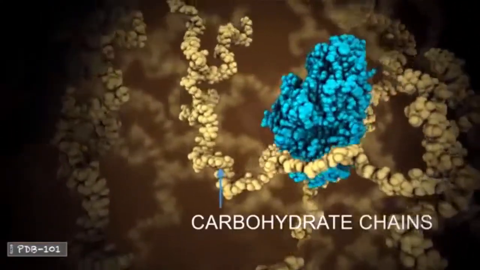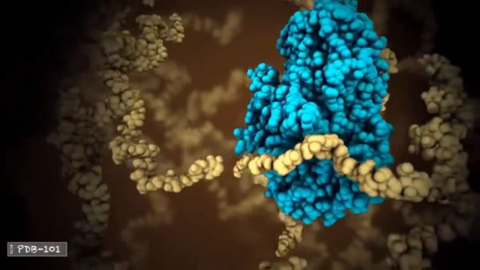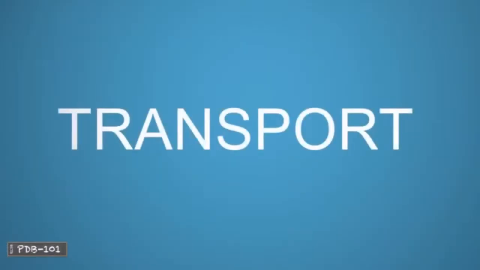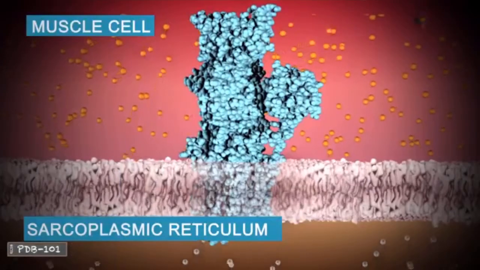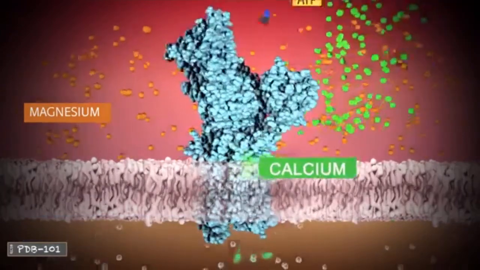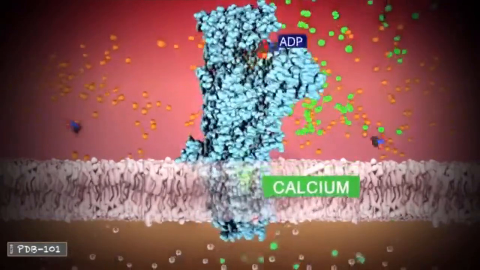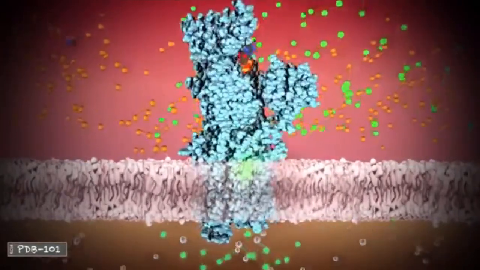Alpha amylase is an enzyme that begins digestion of starches in our saliva. The calcium pump is aided by magnesium and powered by ATP to move calcium ions back to the sarcoplasmic reticulum after each muscle contraction.